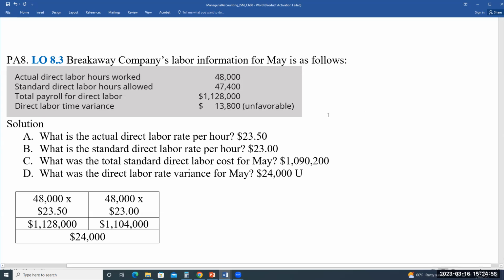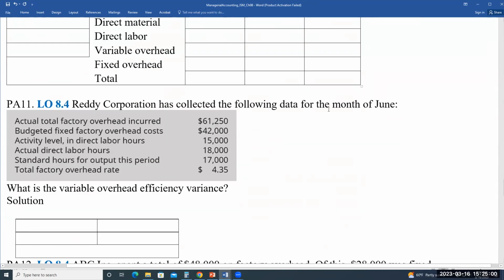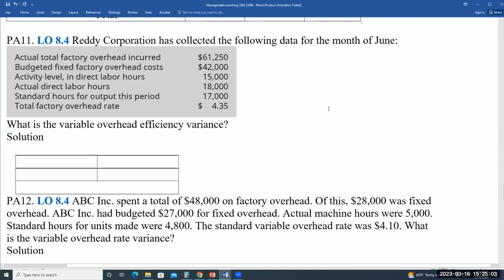All right, well, our last problem, and then like I said, I'll go back to number 7. This one is very, very confusing, but I do know how to do this one. And it won't take us very long. So we're trying to figure out variable overhead efficiency variance. That's basically the quantity variance. And it's based on direct labor hours. That's how they're applying their overhead. So it's going to be actual hours times the standard rate minus the standard hours times the standard rate.